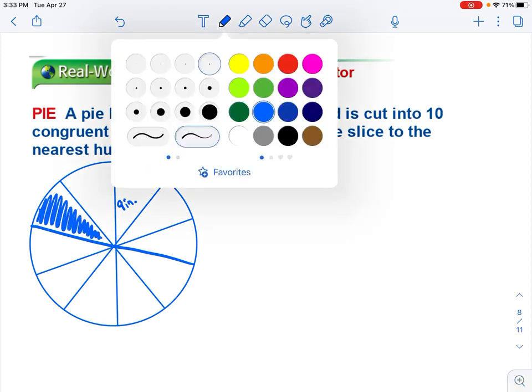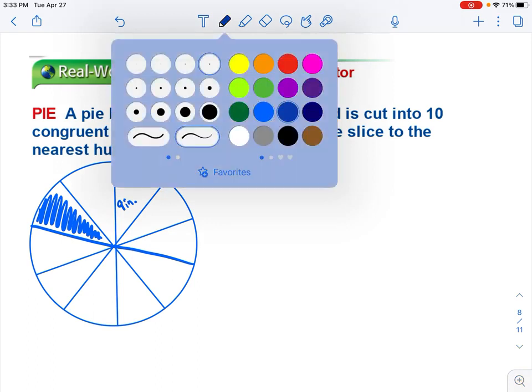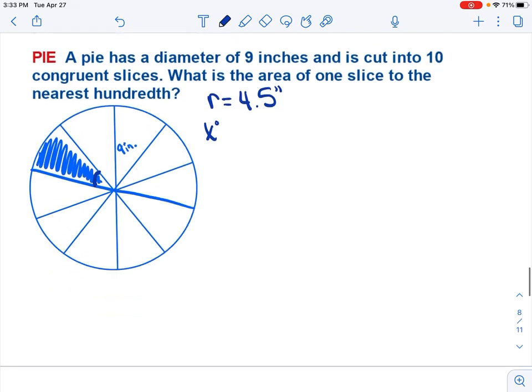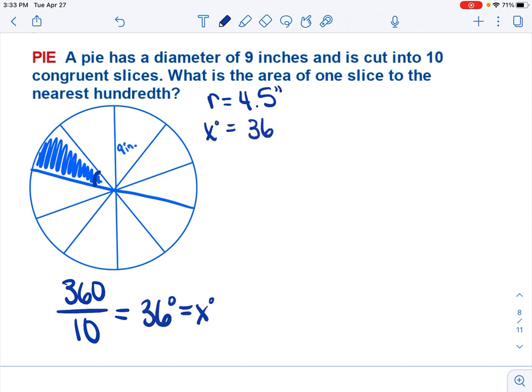Okay, so for our equation, we need the radius. That's easy enough to find. We know it's 4.5. It's half of the diameter. We also need our x value, or just one angle measure for one sector. The easiest way to do this is know that a circle has 360 degrees. You divide it by how many congruent pieces you have, and you get the degrees for one sector. Okay, so this is 36 degrees. We know our radius is 4.5. It's pretty simple to solve from here.